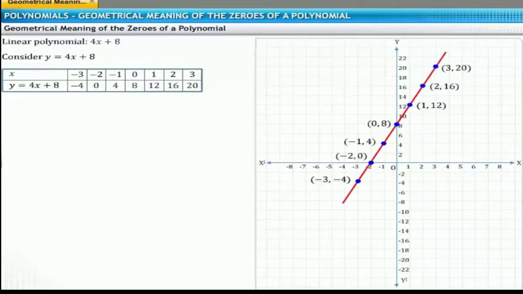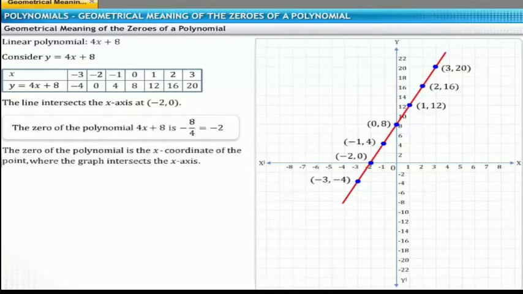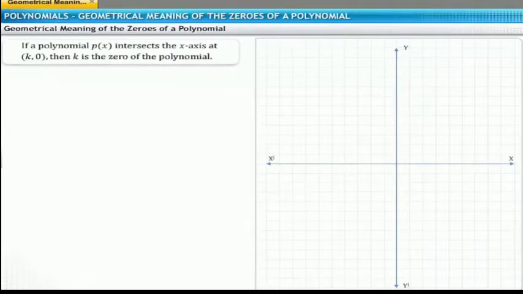So we can see it is a straight line, and it intersects the x axis at minus 2 comma 0, and the y axis at 0 comma 8. The zero of the polynomial 4x plus 8 is minus 2, because when we solve 4x plus 8 equal to 0, 4x equals minus 8, x equals minus 8 upon 4, that is minus 2.